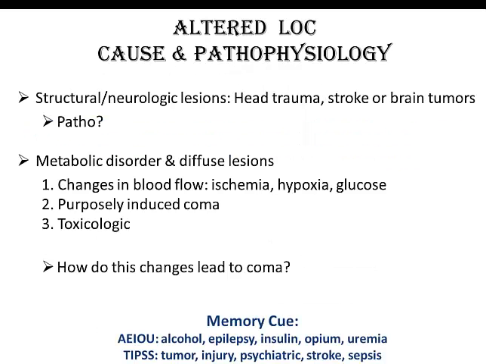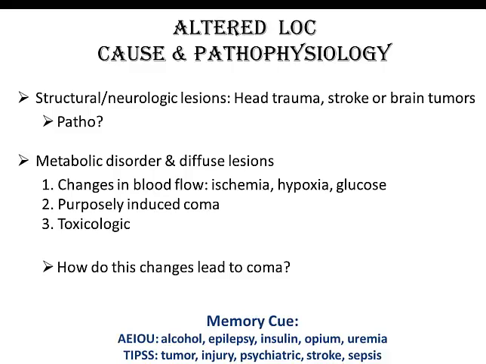So what is altered level of consciousness? It is any alteration to arousal function of the brainstem or the cognitive function of the cerebral hemispheres, or both. Cause and pathophysiology: there could be structural and neurological causes, such as head trauma, stroke, or brain tumors. If there is swelling in the brain, that is going to cause direct compression, destruction of structures, and place pressure on the brainstem and affect the reticular activating system.